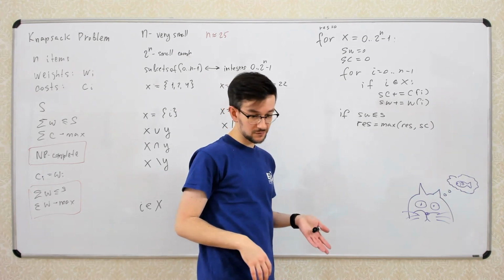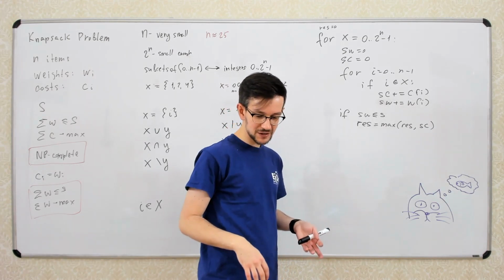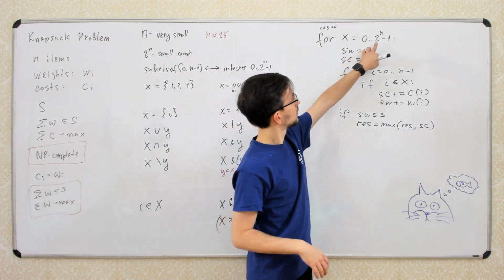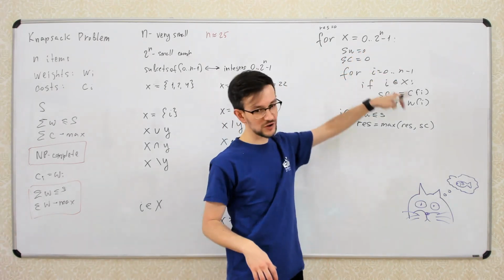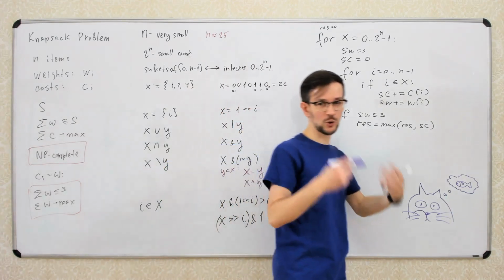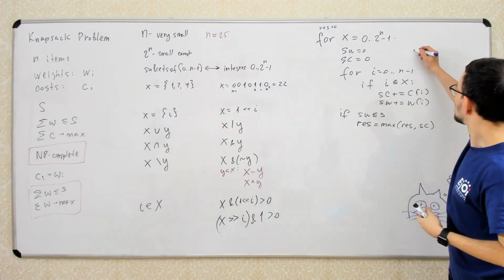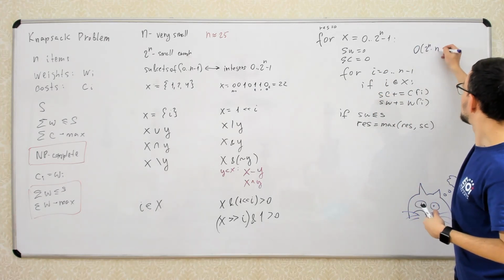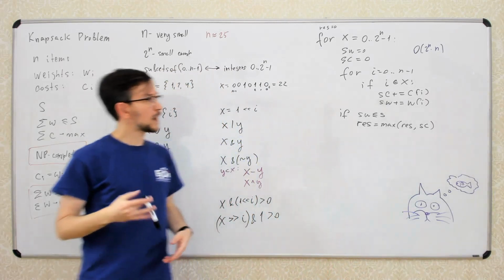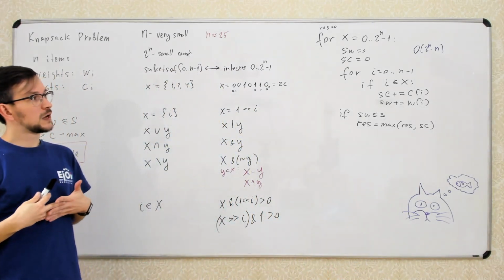what is the time complexity? The time complexity is quite simple. Here we have a loop of 2 power of n iterations. Here we have a loop of n iterations. So there are no breaks here, so the time is always the same. The time complexity of this program is 2 power of n multiplied by n. Nice.